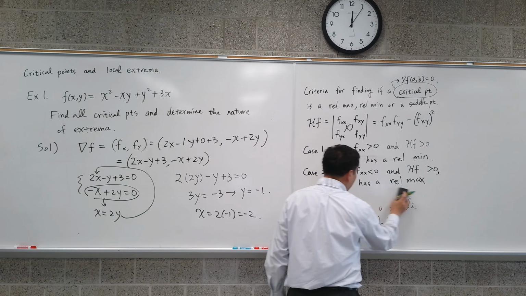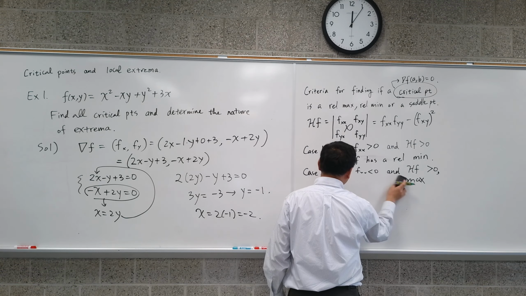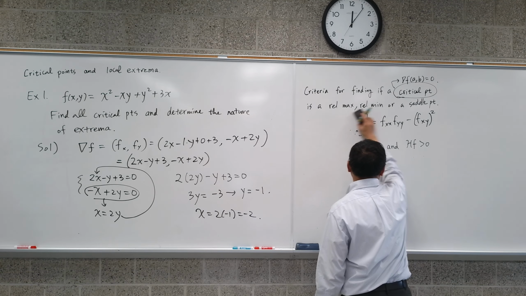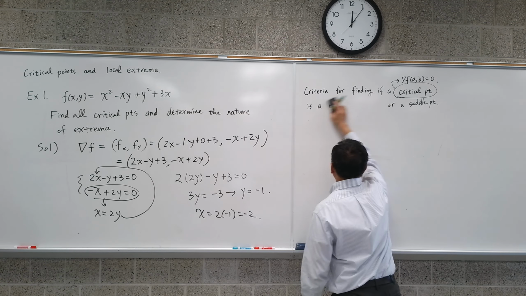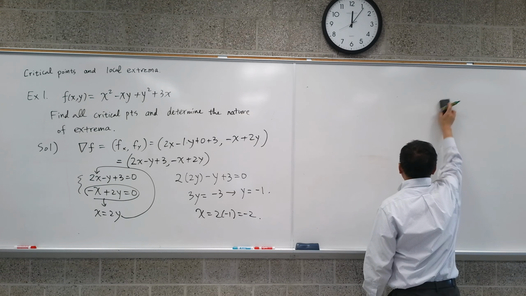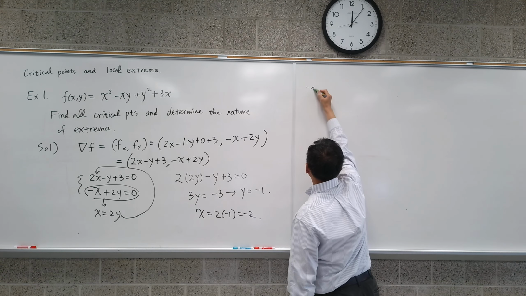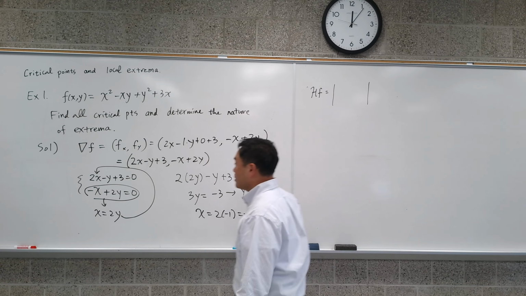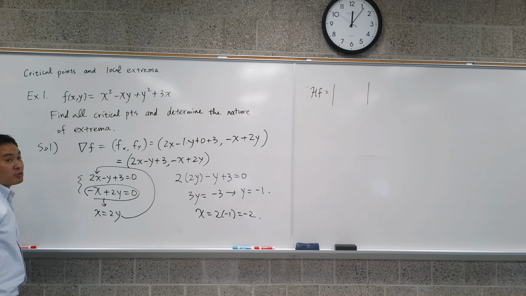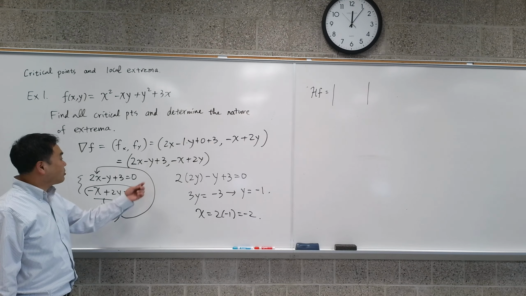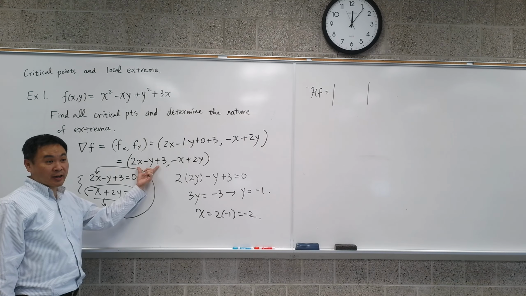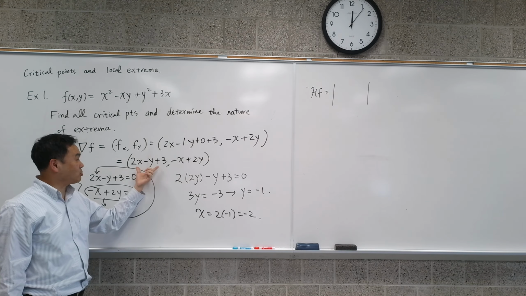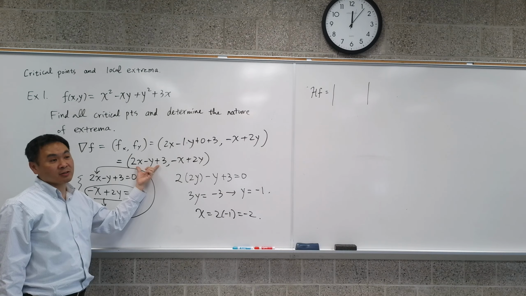Okay, so we figured out our critical point. The point is negative 2 comma negative 1. Now you calculate the Hessian. What is the Hessian? Well, it's the determinant of all possible second derivatives, right? So we already have f differentiated by x, and f differentiated by y, so let's just differentiate these again. So what is fxx?